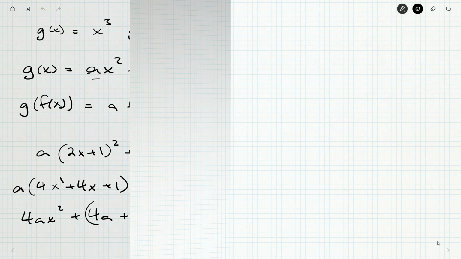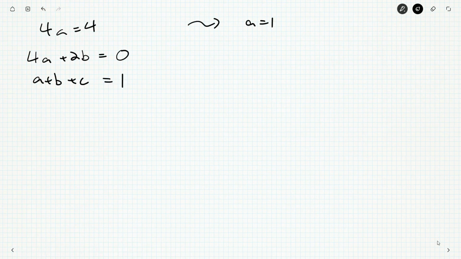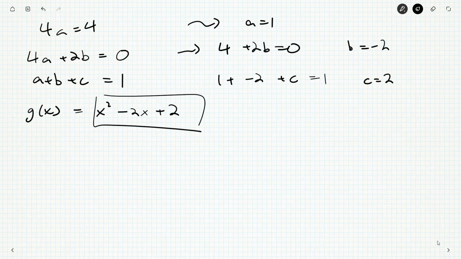So 4a in front of x squared has to be equal to 4. The 4a plus 2b has to equal 0 because there's no x terms. And the a plus b plus c has to equal 1. Well, pretty quickly we get a is 1. And from there, we get 4 plus 2b is 0, so b is negative 2. And then we get 1 plus negative 2 plus c is equal to 1. C's got to be equal to 2. So g of x should be x squared minus 2x plus 2. And that's the expression we're looking for.